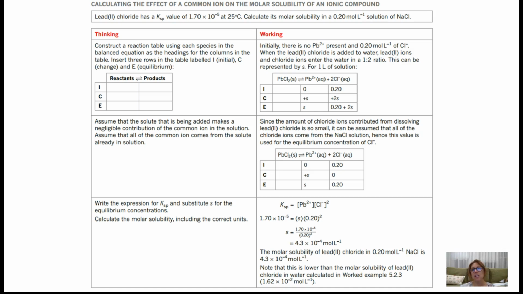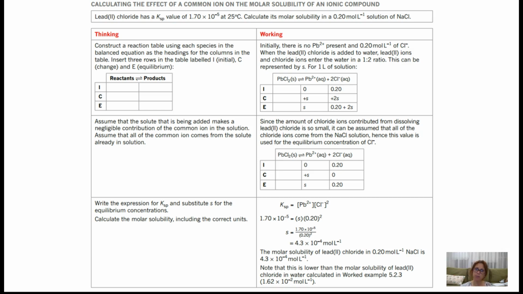Now, there's another way that we can do this, by looking at our ICE tables. These are really, really handy to use when we're talking about what we've got in the beginning, what we have at equilibrium, and what changes happen. And it's a really clear way so that you can make sure that you're not missing anything out.